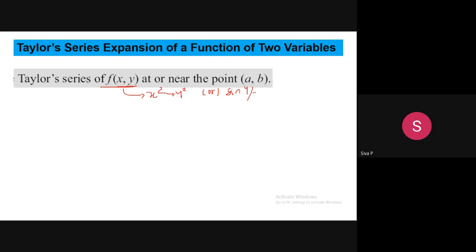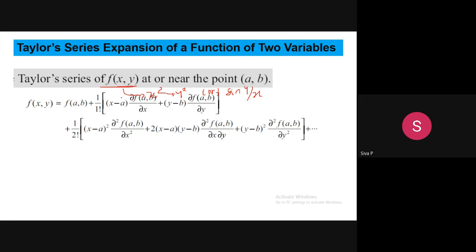y by x or tan inverse of y by x. That is called a function of two variables, f of x comma y. For this only, we have to find the Taylor series of the function. First we have to write the formula for the Taylor series of f of x comma y at the point a comma b.